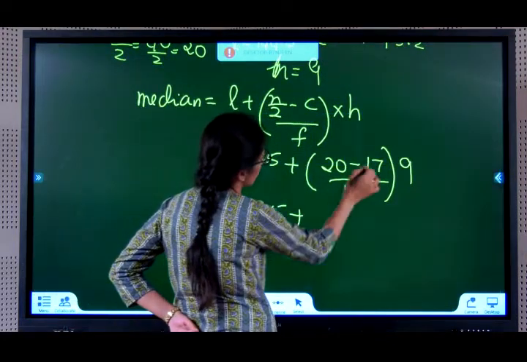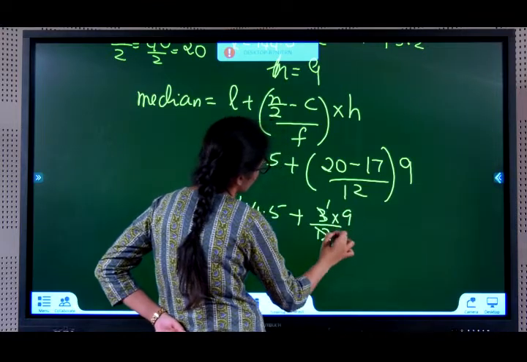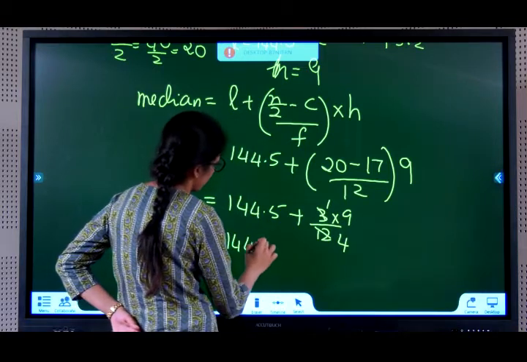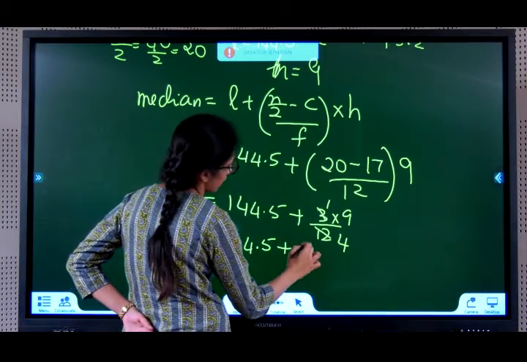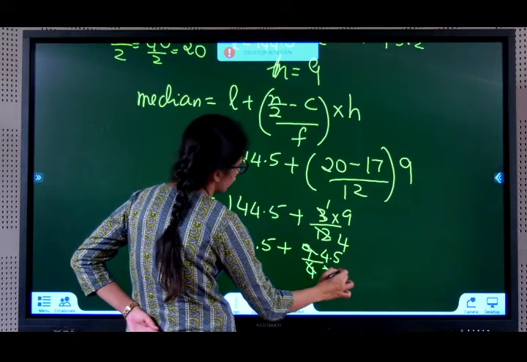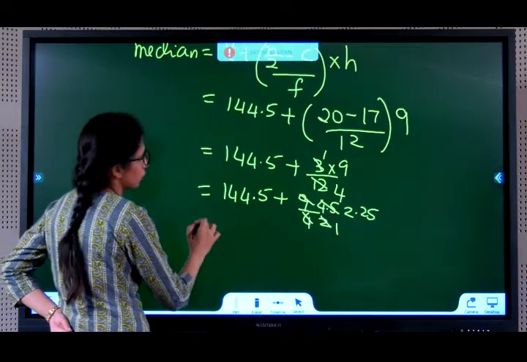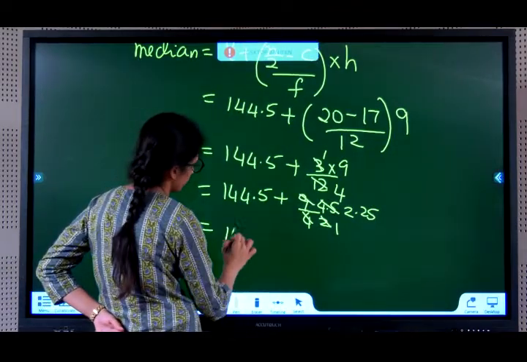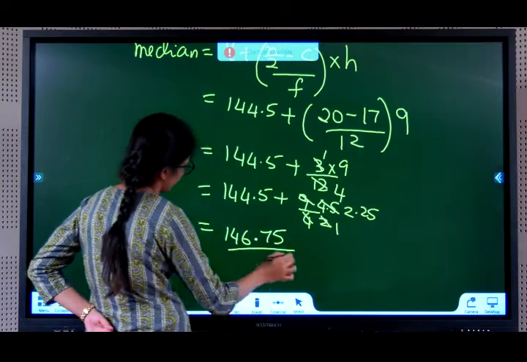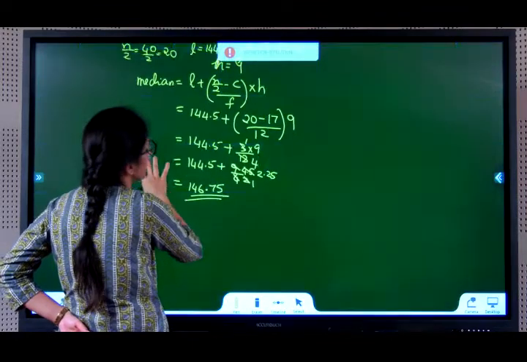144.5 plus 20 minus 17, 3. 3 by 12 into 9. 3 ones are 3, 3 fours are 12. 144.5 plus 9 by 4. 2 twos are 4, 2.25. So 144 plus 2, 146 plus 0.5, 0.25, 0.75. 146.75 millimeters.